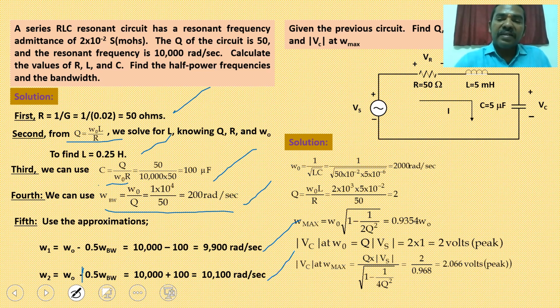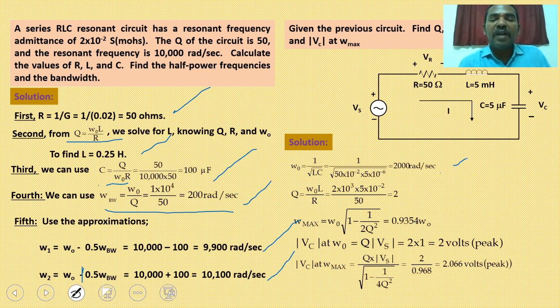So the resonating frequency omega naught is equal to 1 by root LC. So substituting, L is 5 into 10 power minus 3 and C is 5 into 10 power minus 6. We are getting 2000 radians per second. So now you can use the quality factor L omega naught by R or 1 by C omega naught R. So with both conditions you can get the same.